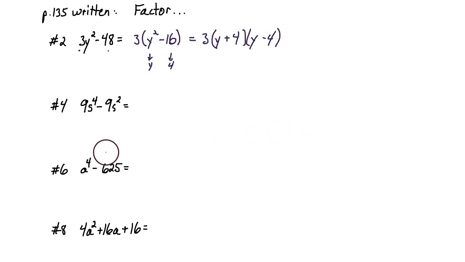Number 4 has a GCF. There's a 9 in both terms, and both terms can divide by s squared. So our GCF is 9s squared.